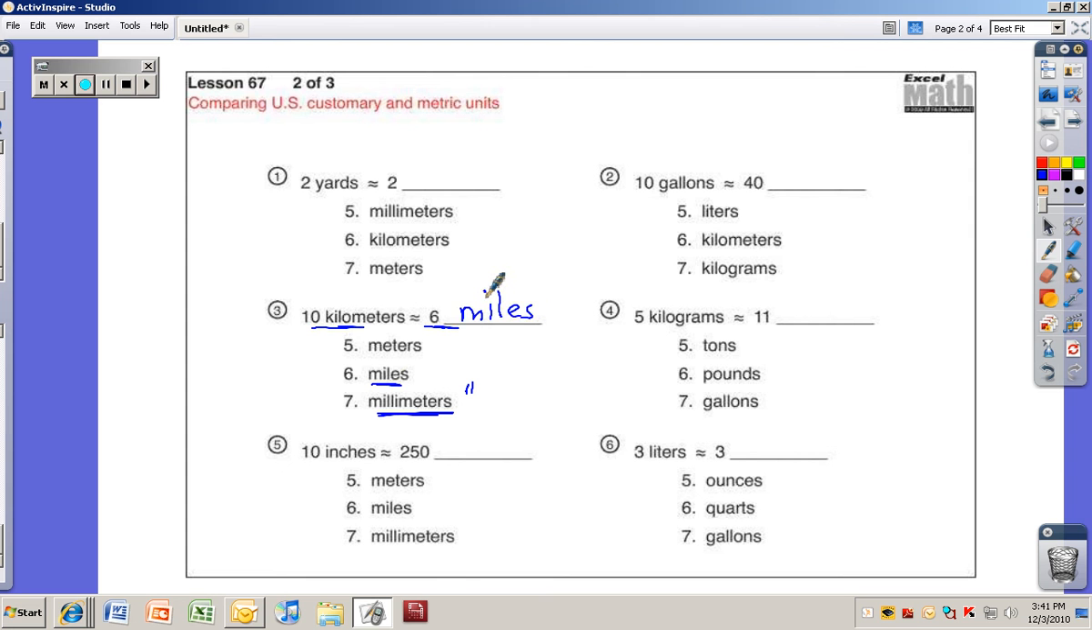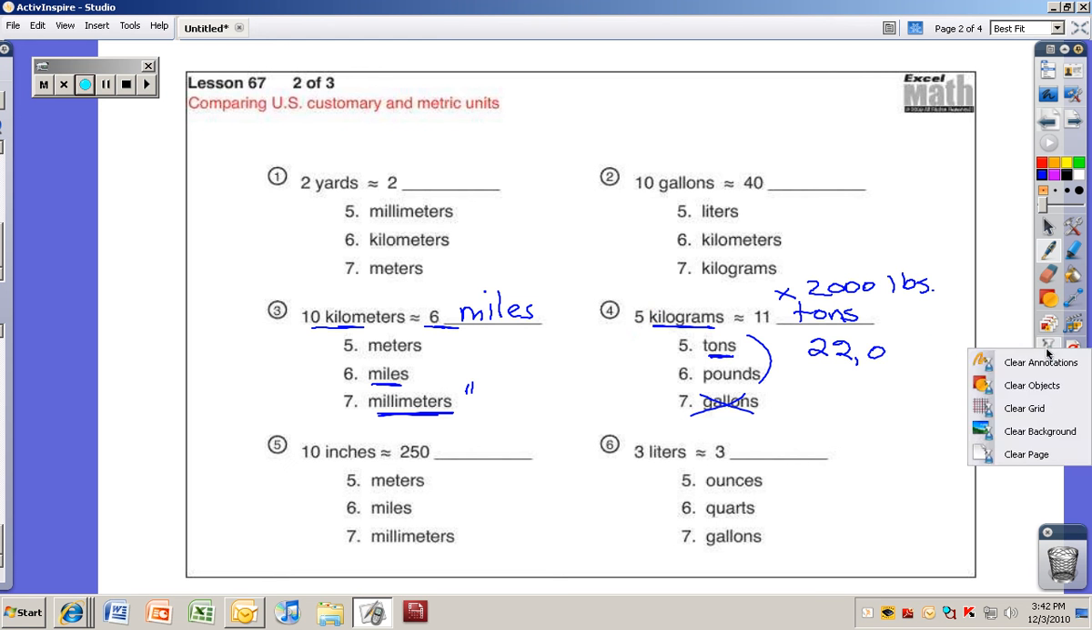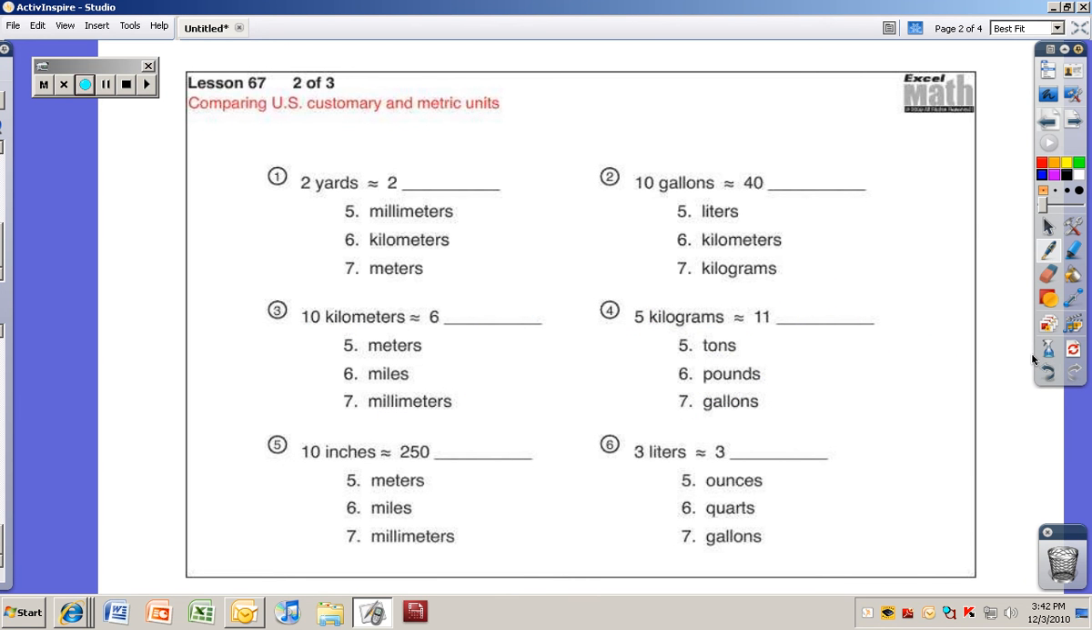Number 4, 5 kilograms is approximately equal to 11 what? Kilograms measures weight. Gallons does not measure weight. These two measure weight. Tons, that's 2,000 pounds. So if I put tons in here, that's multiplying this times 2,000 pounds, and that means it would be 22,000 pounds. 5 kilograms, a kilogram is about the weight of a brick. 5 bricks is 22,000 pounds. Doesn't make any sense. So the only one that makes sense would be pounds. And 6 is the answer.